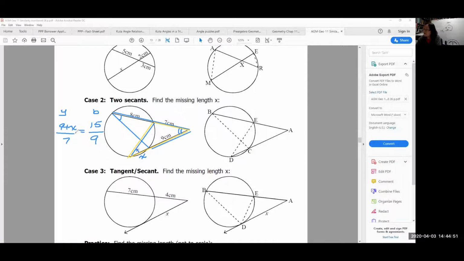You just have to be careful. If you notice, I'm doing some labeling. On the yellow triangle, my biggest side is this 9 plus x, and then the smallest side is 7. The biggest side on the blue triangle is 15, 8 plus 7, and the smallest side is 9. So here I'm just going to do my cross multiplication.